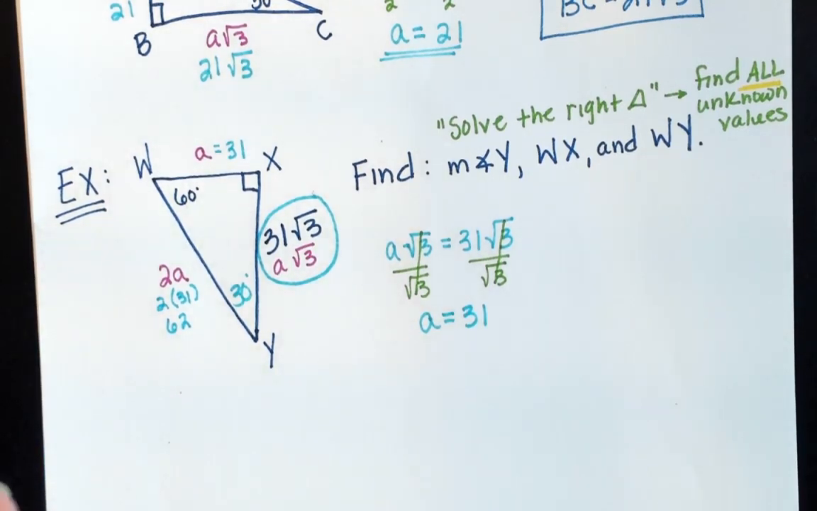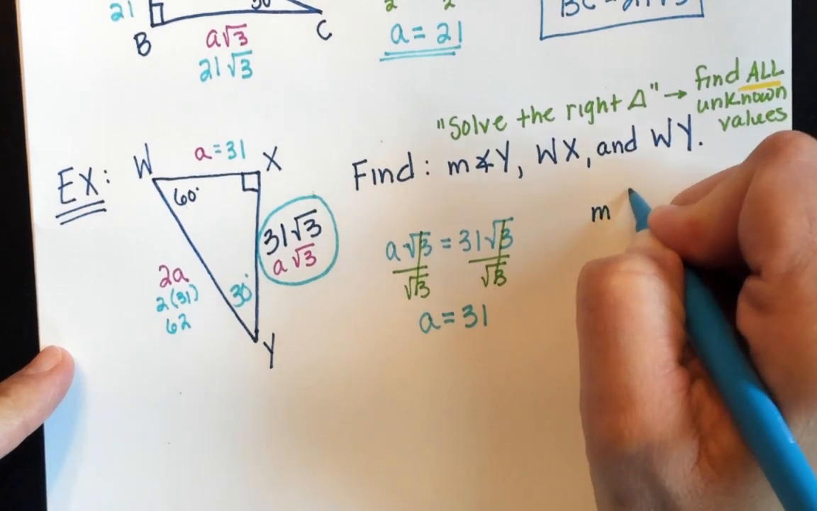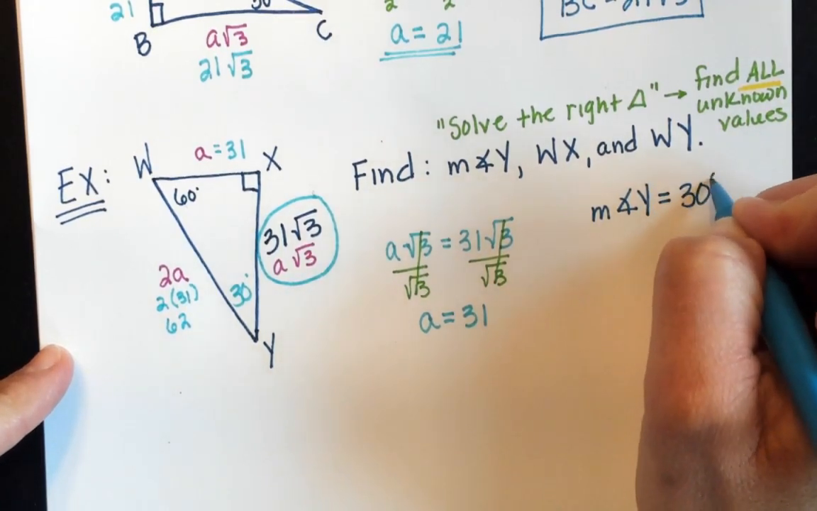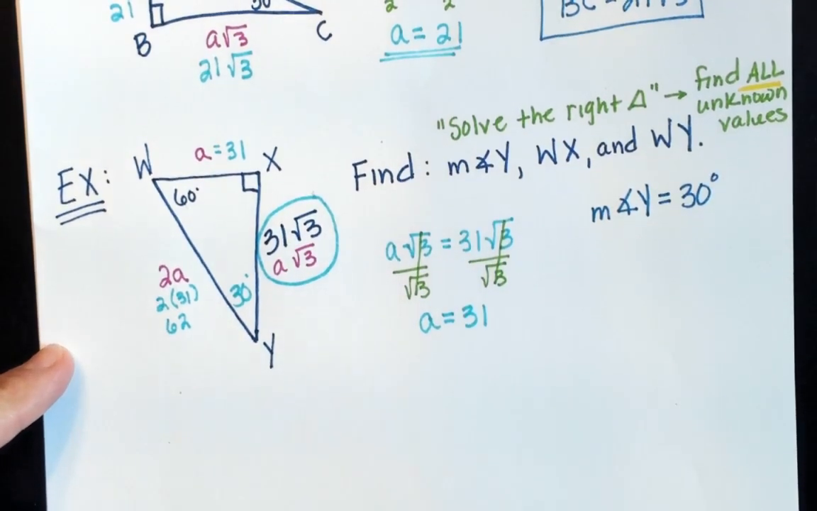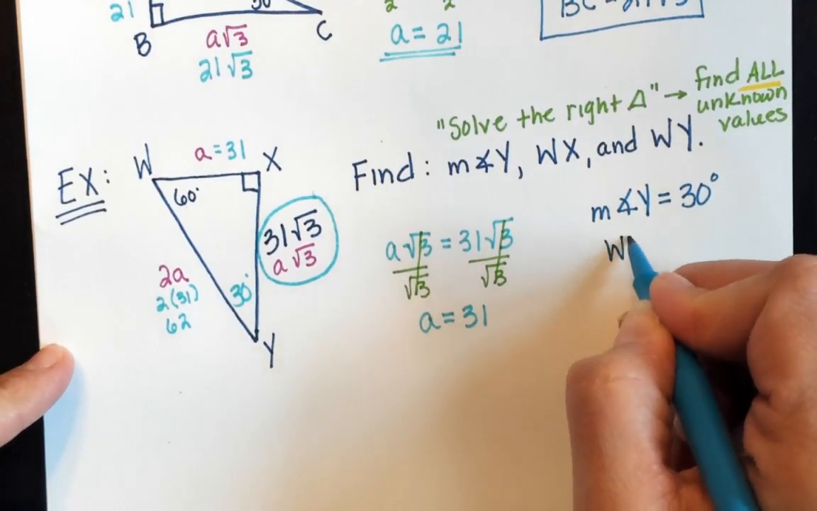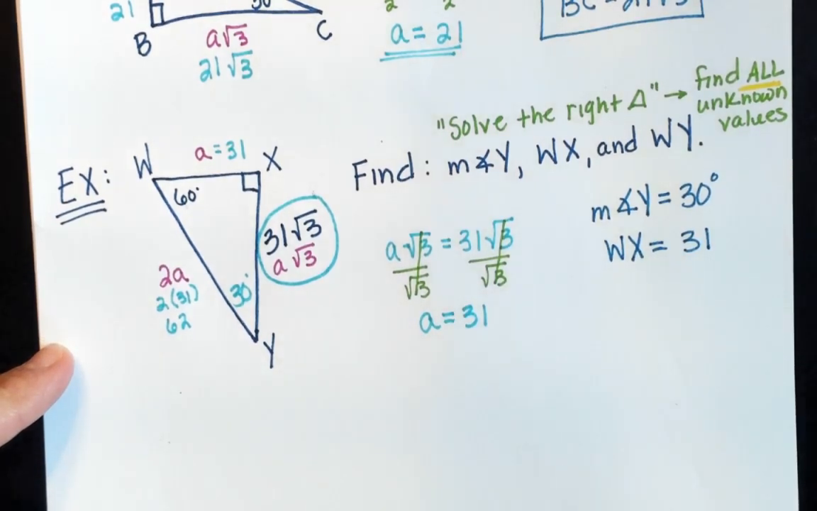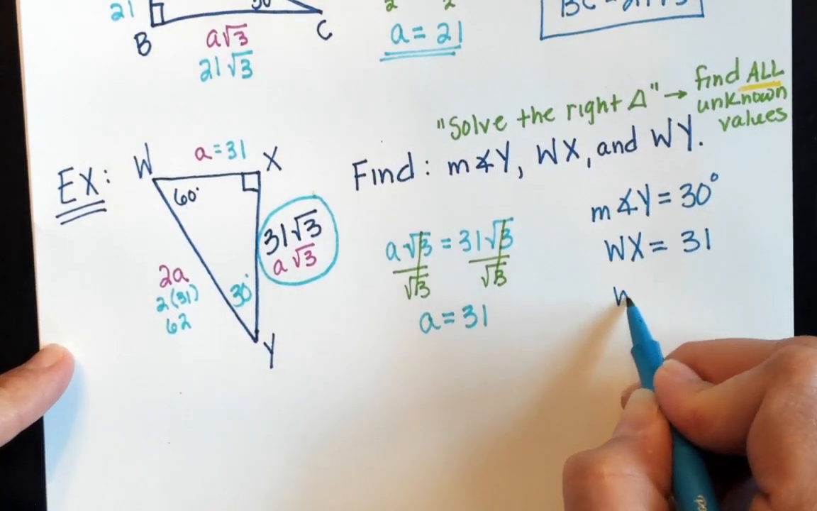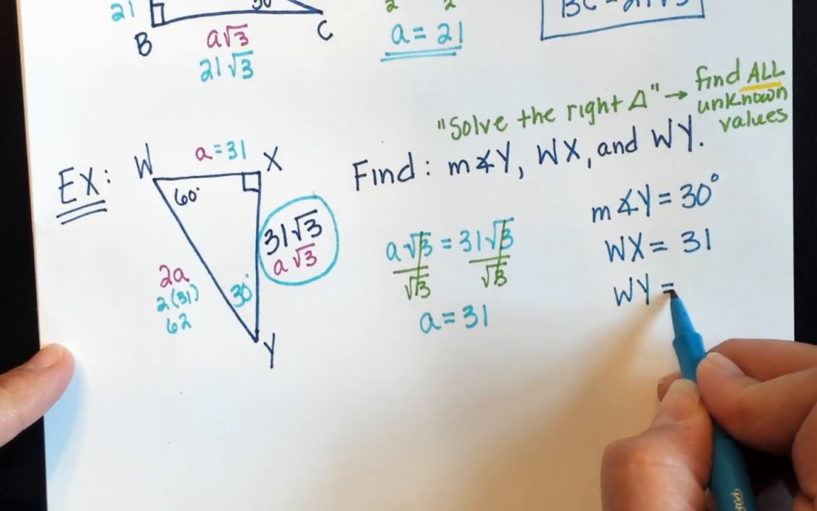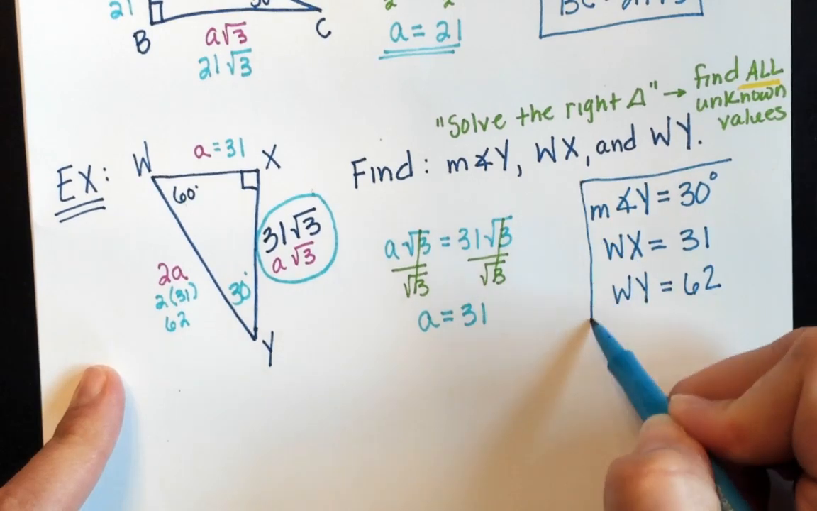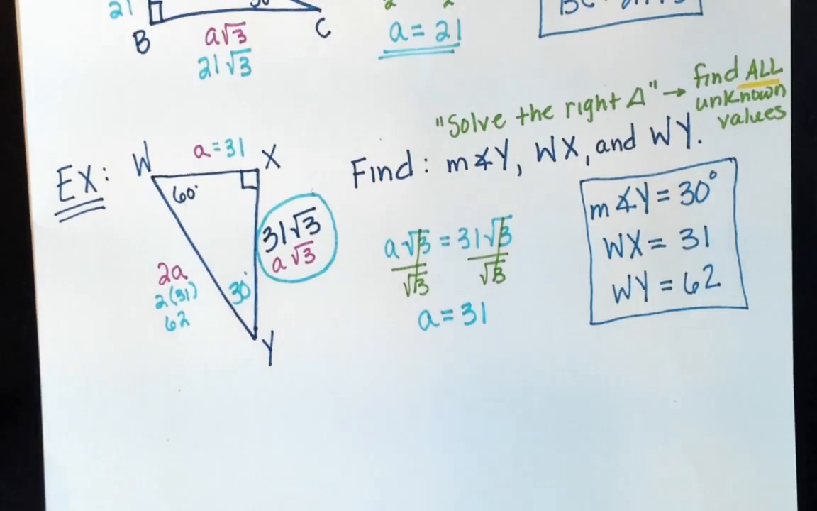So when we go back to answer, make sure we answer everything. The measure of angle Y is 30 degrees. The length of XY is 31. And the length of WY is 62. We write all those out.